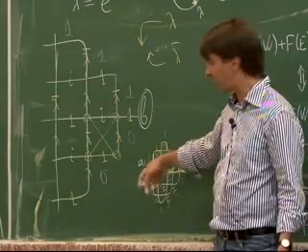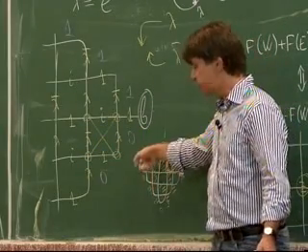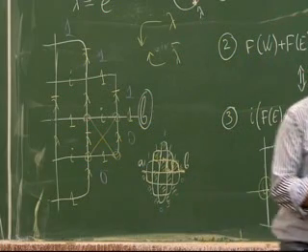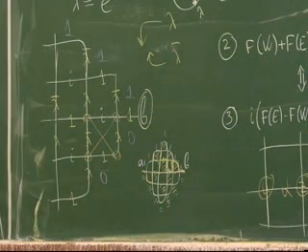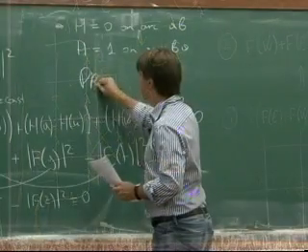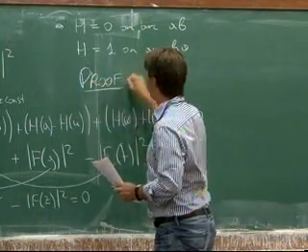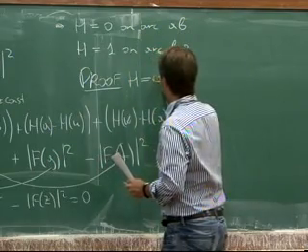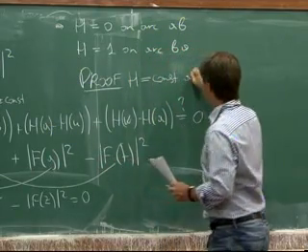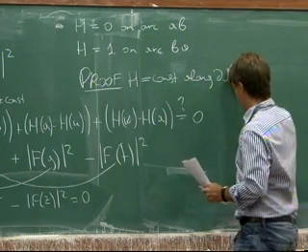So on the first square outside the domain, H is constant along the arc. That's what we have to prove. So the proof starts by saying that H is constant along the boundary.